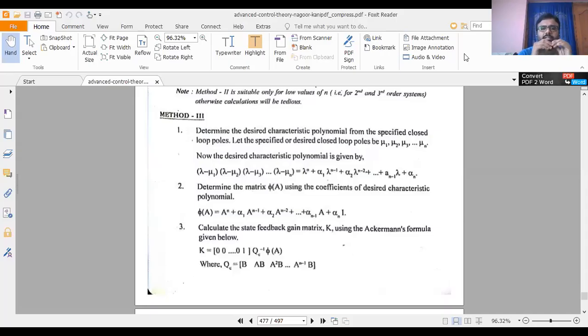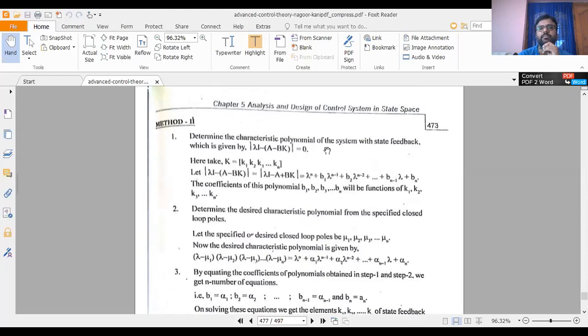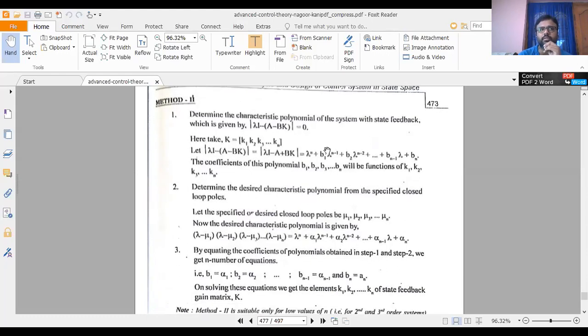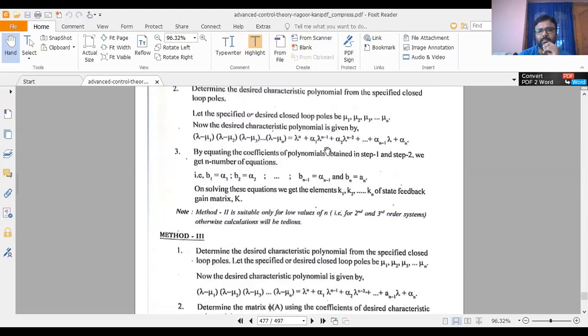Based upon these two methods, method 2 and method 3, we are going to evaluate the state feedback gain matrix. These problems are very important, so try to solve these problems based upon method 2 and method 3.